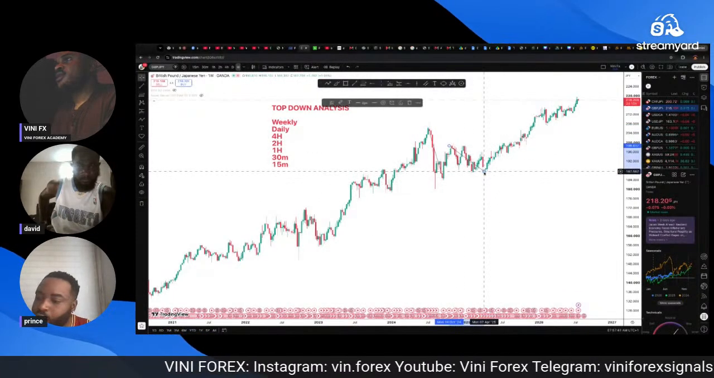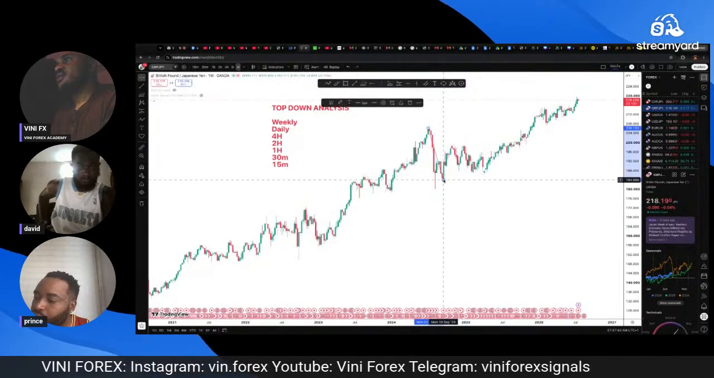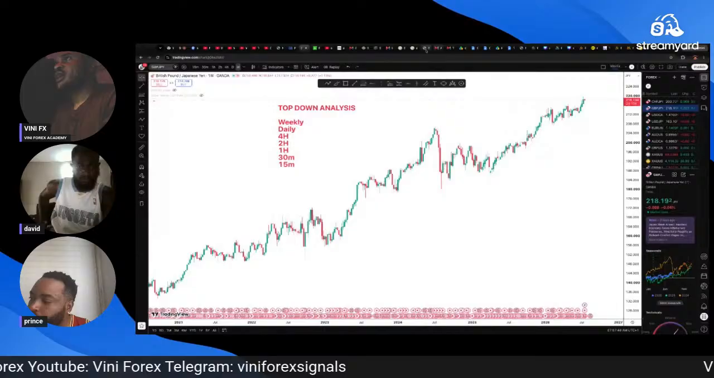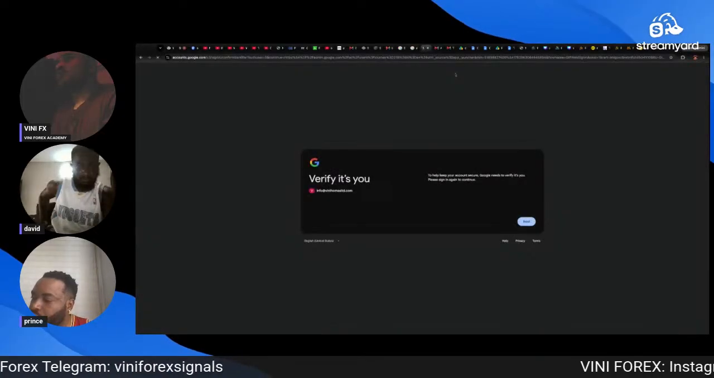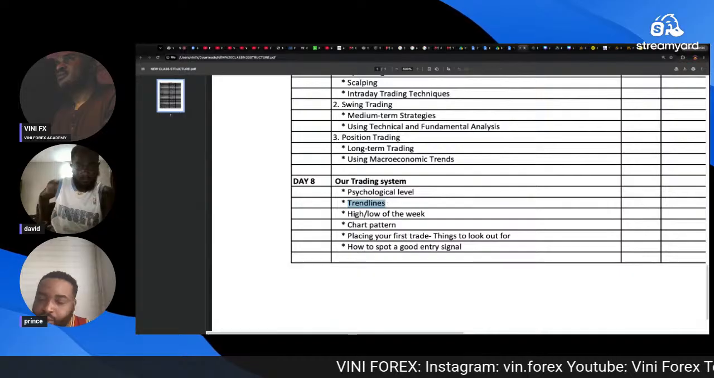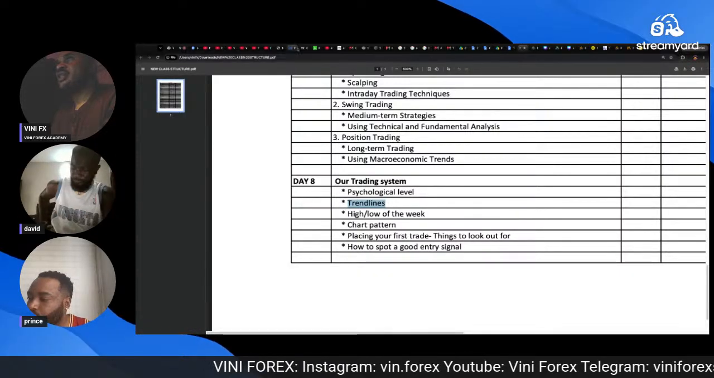So even though it's going up, inside those uptrends there are still minor downtrends. But that is not our mission. Our mission right now is to teach you what a trend line is and how to place a trend line on a chart.